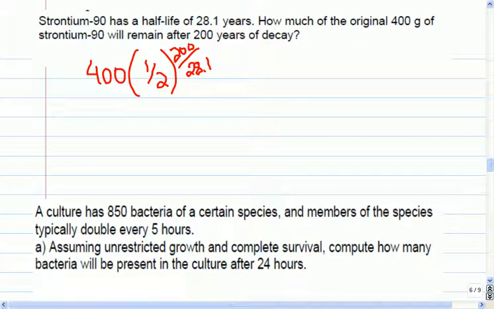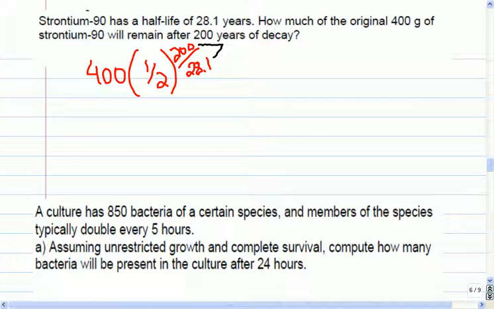One thing that you should think of to help you remember the way the formula works is that this fraction tells you how many times it will halve itself. For example, if exactly 28.1 years went by, how much of that 400 grams would you expect to have? 200, because it's halved itself exactly once. 28.1 divided by 28.1 would tell you to halve it once.